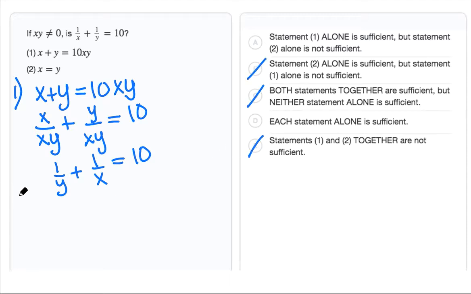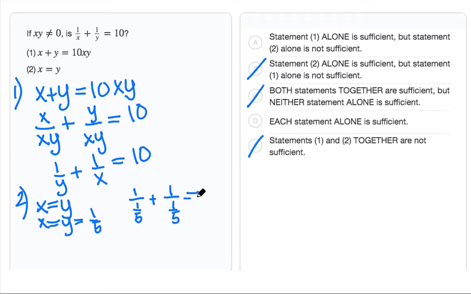Now let's look at statement 2 and see what we can figure out. Statement 2 tells us that x equals y. Well, let's reason this out by picking some numbers. So for example, if x equals y equals 1/5, we'll have 1 over 1/5 plus 1 over 1/5, which, if you simplify that out, is really 5 plus 5, which is 10. So in this particular case, it looks like the answer to the question is yes.